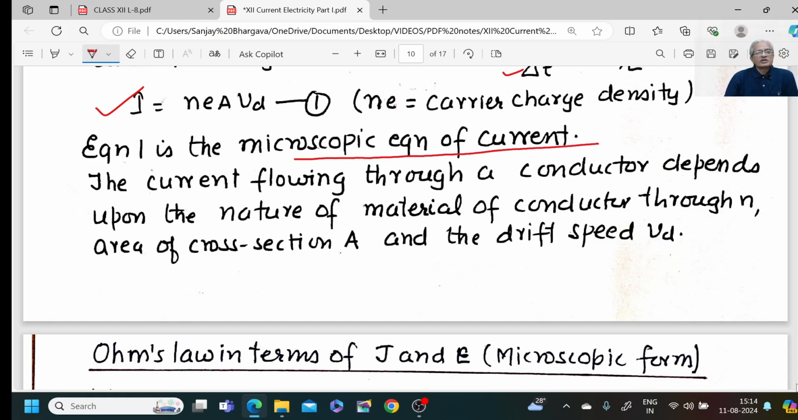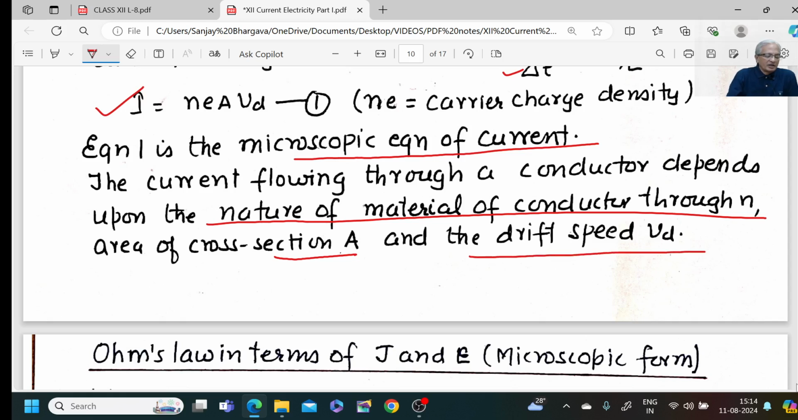It answers the question, what does the current flowing through a conductor depend upon? And it says it depends upon the nature of the material of the conductor through N. Also it depends upon area of cross section and the drift speed Vd. So whatever are the factors that are affecting drift speed, the same factors would also be affecting the current.